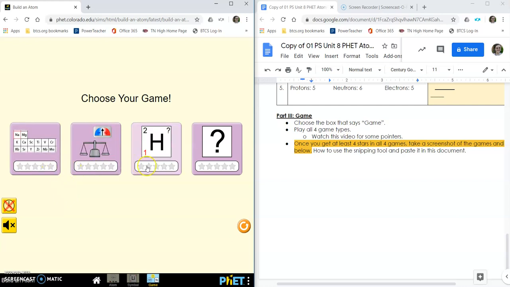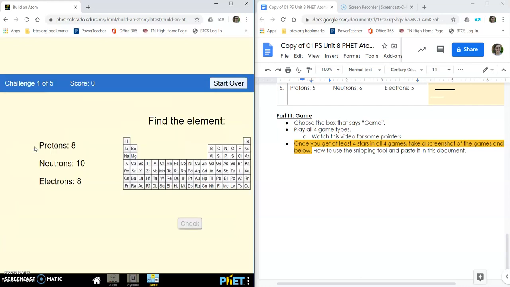You do need to play all 4 games, and you need to get at least 4 full stars. So they'll do half stars, but you have to have at least 4 full stars. So let's go ahead and check out this first game. It gives you the protons, neutrons, and electrons, and it wants you to first find the element.